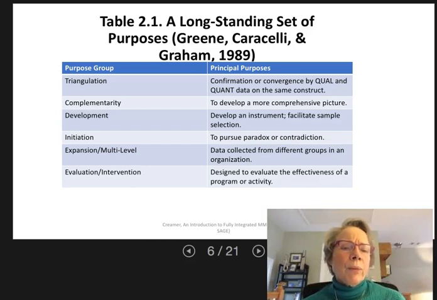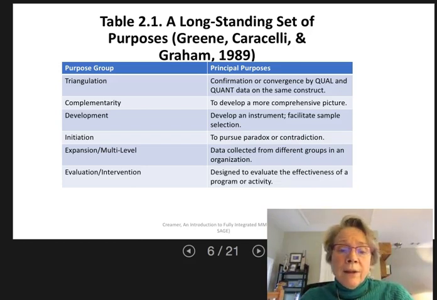So if I could give you a brief summary of these different purposes, you could sit there and be thinking, does my study fit one of these, and therefore does that further legitimize my plan to use mixed methods? So you could keep that in mind as I discuss these.